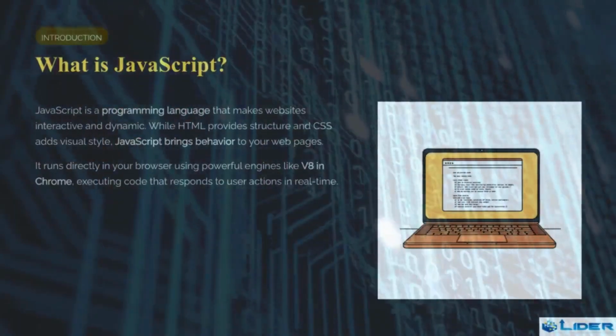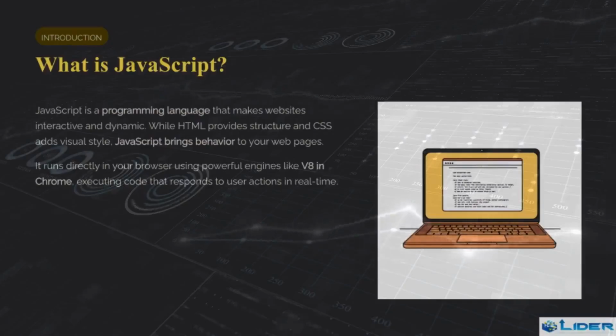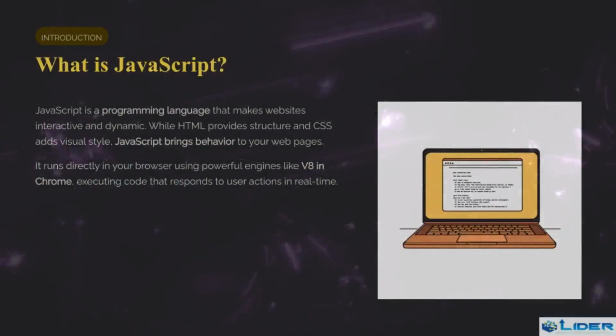Now let's talk about how JavaScript works behind the scenes. It runs directly in your browser, which is pretty amazing because there's no need for any extra software or installation. It uses powerful engines like V8 in Chrome, which process the code very quickly. This allows your website to respond instantly to user actions, creating a smooth, real-time experience.